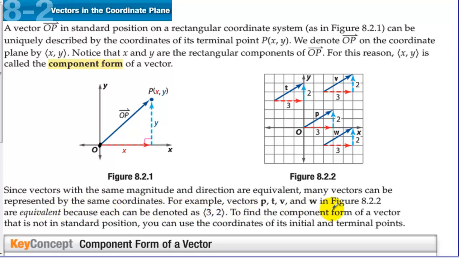To find the component form of a vector that is not in standard position, you can use the coordinates of its initial and terminal points. So each of these vectors can be represented by ⟨3, 2⟩. All of their x components are 3, and all of their y components are 2. So it doesn't matter where the vector is. As long as it has the same length or magnitude and the same direction, they're equal. They're all the same.